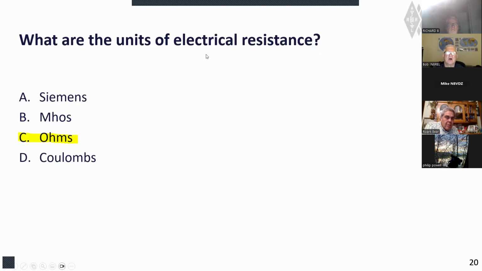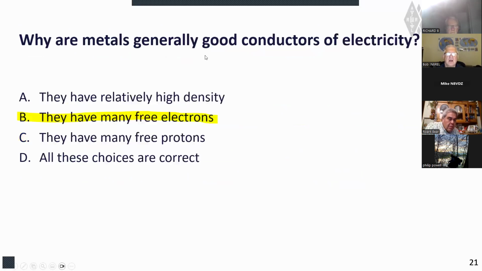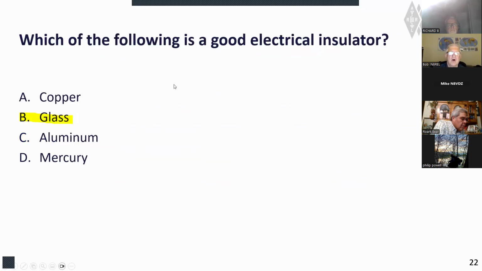What's the unit of electrical resistance? That's ohms. Are we doing okay, guys? Yeah. Why are metals generally good conductors? They have many free electrons, and that lets current go. Which of the following is a good insulator? Since the other three items on here are metals, they're going to be conductors. So glass is the insulator, and that's the correct answer.